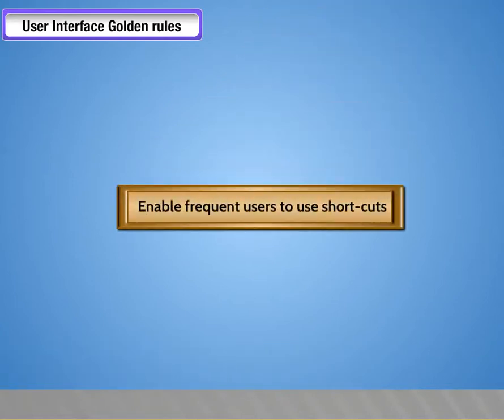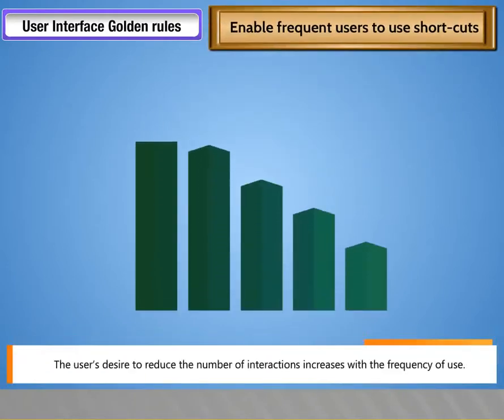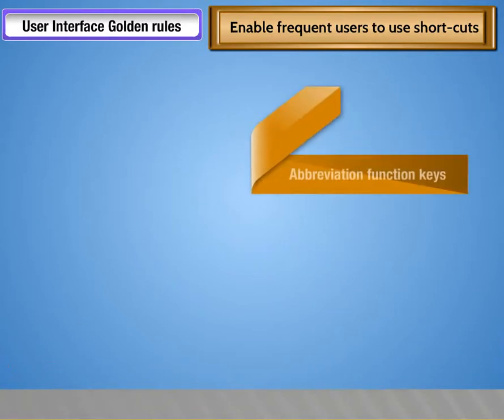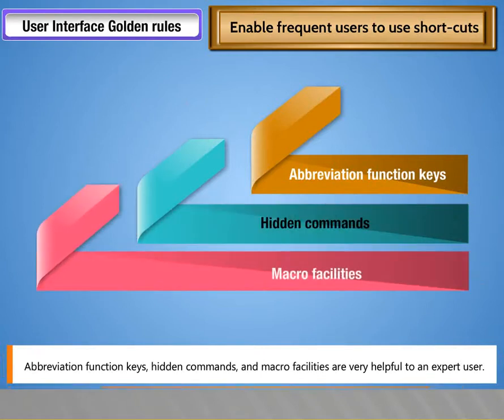Enable frequent users to use shortcuts. The user's desire to reduce the number of interactions increases with the frequency of use. Abbreviation function keys, hidden commands, and micro facilities are very helpful to an expert user.